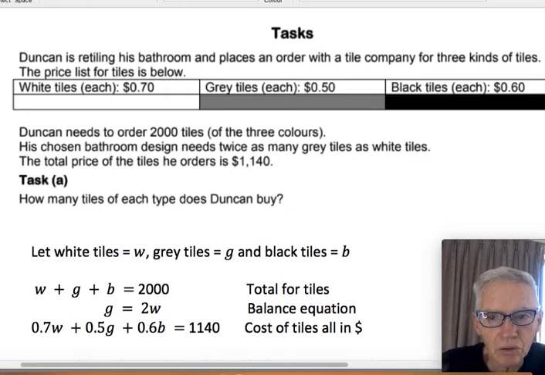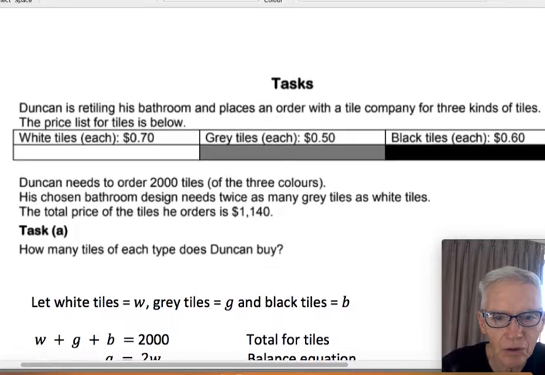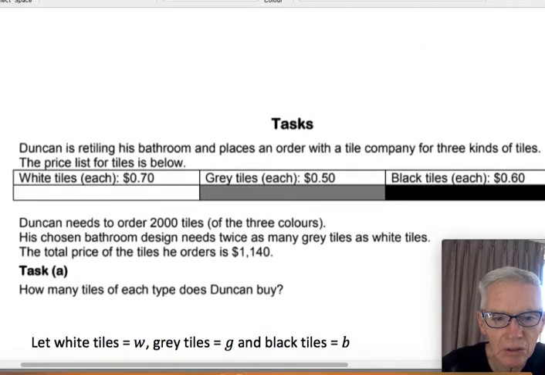We're going to do some practice of simultaneous equations by making the equations from words. So what I'm going to do is take this task, and we've got white tiles, 70 cents. We've got grey tiles, 50 cents, and black tiles, 60 cents.